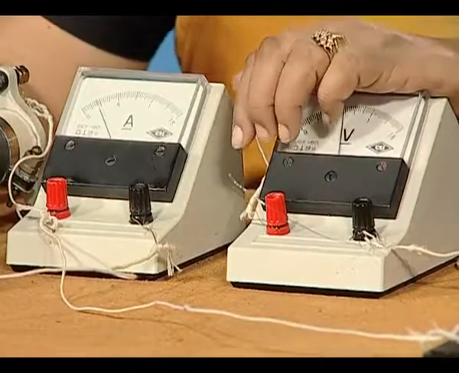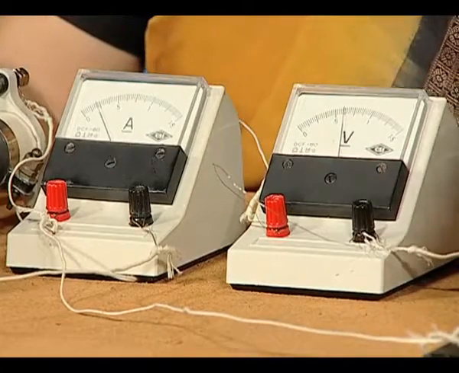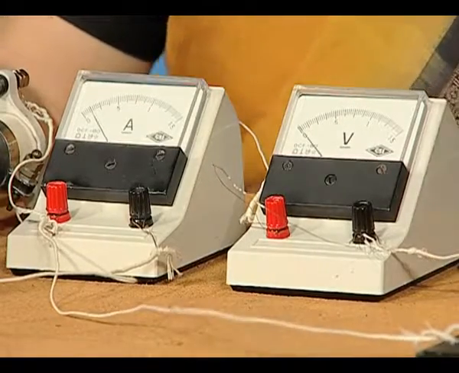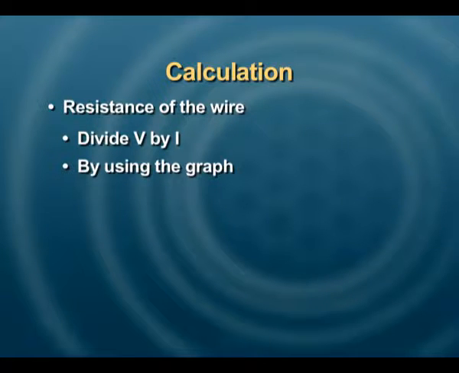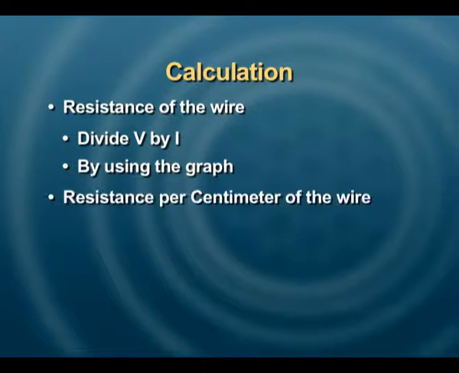Having found this, you can set out to do the calculations. Let me just put this off. What calculations are required? The resistance of the wire, which you will get by 2 means. One, by dividing the value of voltage with current, and the second by using the graph. So, in both ways you can find the value of resistance. Then calculate the resistance per centimeter.